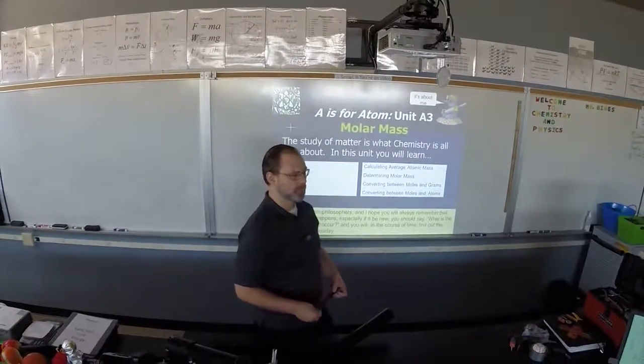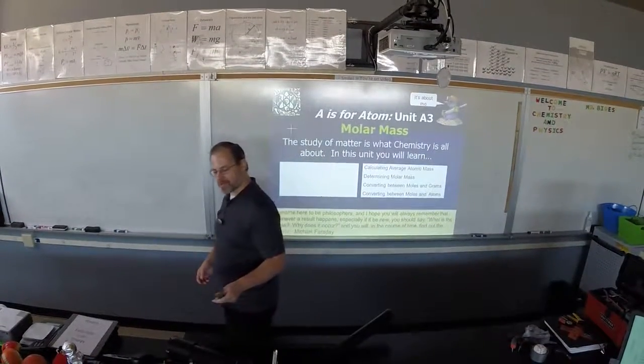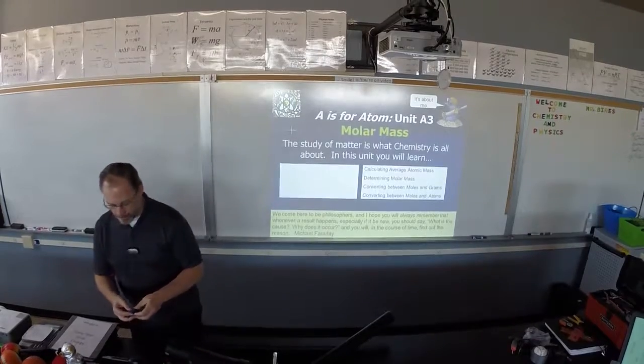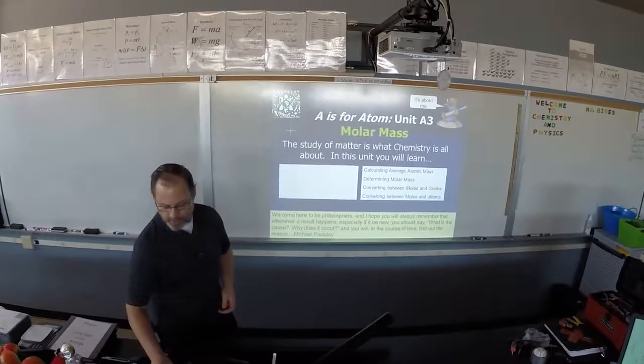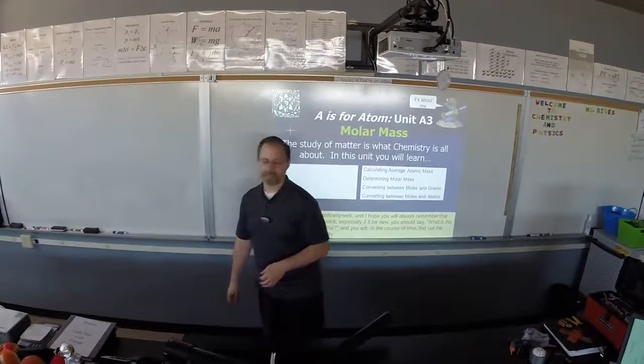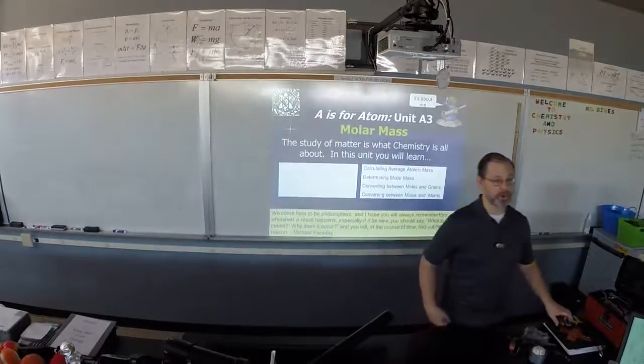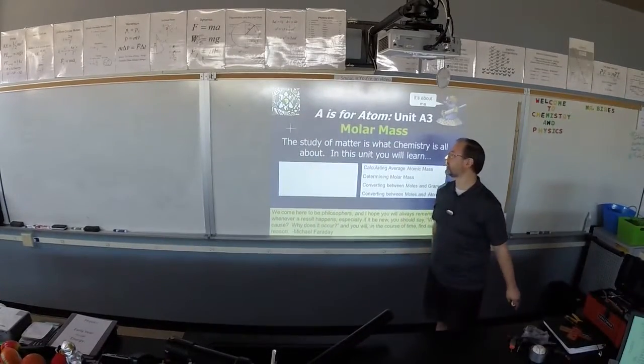Okay, guys. All right, so the next unit is average atomic mass. We're going to be talking about what the numbers in the periodic table mean. We already learned what the top one means. The atomic number means the number of what? Protons. Number of protons. Good.